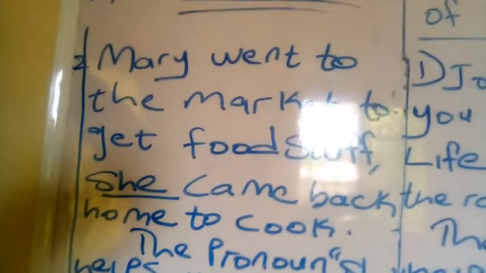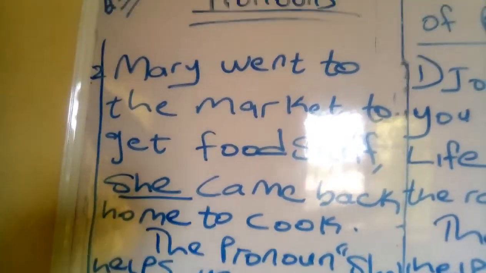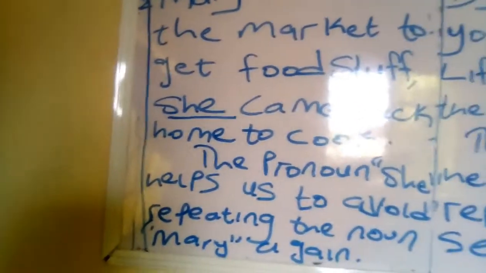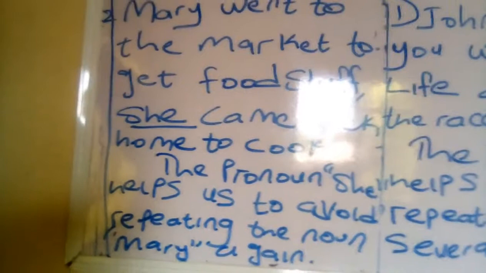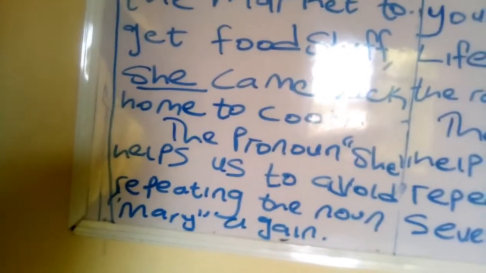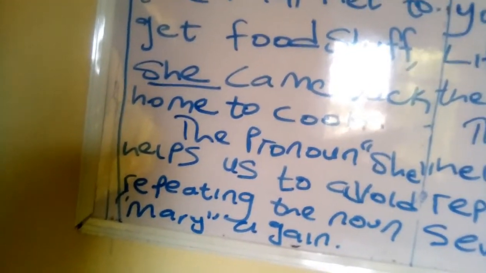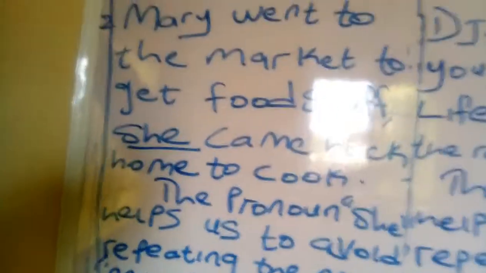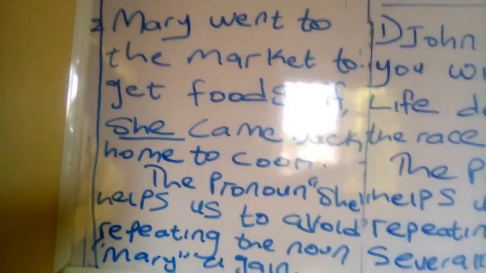So you are seeing this. Mary went to the market to get foodstuff. So she came back home to cook. So we are using she now to represent Mary. Instead of saying Mary came back home to cook, it's just repetition. So we just use pronoun and use she to represent Mary. She came back home to cook. The she as a pronoun is helping us to avoid repeating the noun Mary again. Do you understand that? So let's go into types of pronoun.